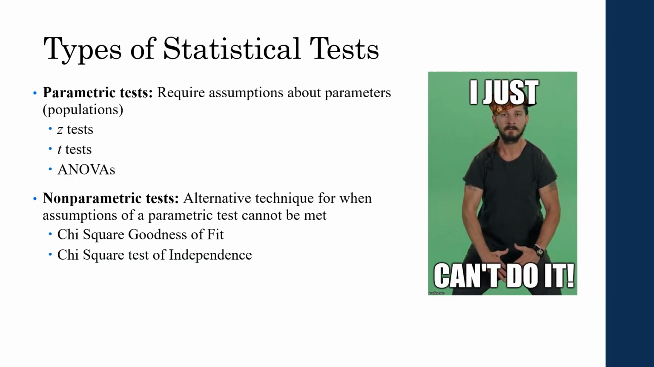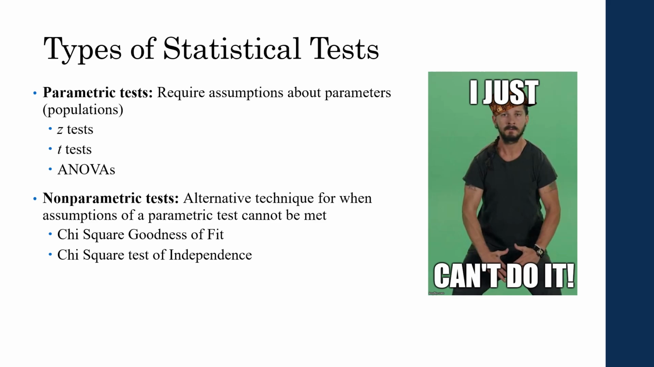Before we talk about specific tests, it's important to zoom out and look at the concept of statistics more broadly. Statistics are divided into two different types of tests, parametric and non-parametric. Parametric tests require assumptions about parameters, which refer to the population we are comparing them to. Parametric tests include tests like z-tests, t-tests, ANOVAs, and others. Everything we have done up until this point has been parametric.